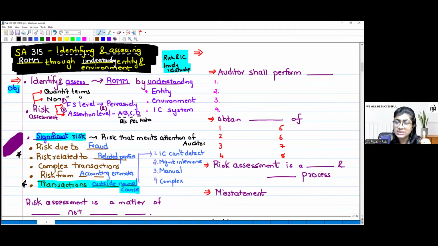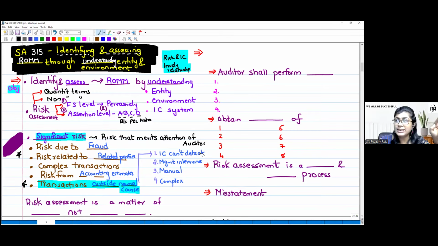So guys, I said examples of significant risk. Now I am saying why transactions outside normal course cause high risk. One, because internal control cannot detect or it is outside its scope. So manual intervention by management, so it is more complex.